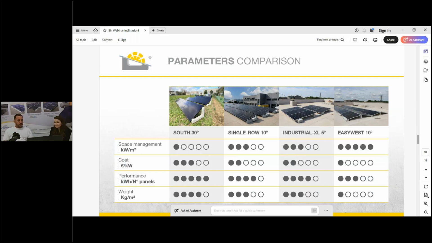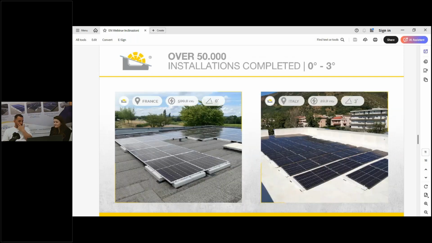Yeah, so moving on, now we're gonna, like we said, show you a few references done with different inclinations, in different countries where we are. We took just a few of them. You can see here, just to give the idea of the plant, how it will be finished.